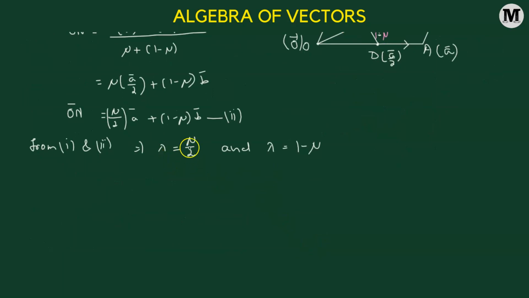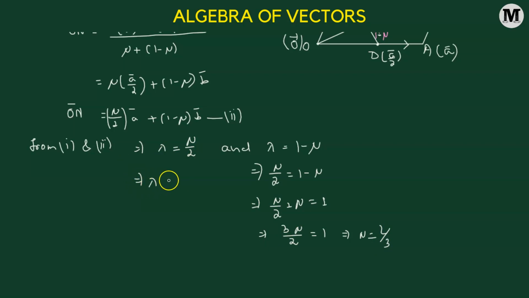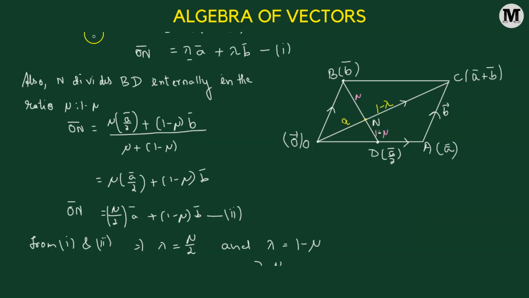We'll solve these equations to find the value of lambda as well as mu. Here it's given that lambda equals mu over 2. That implies mu over 2 equals 1 minus mu, which means mu over 2 added to mu equals 1. So this is going to be 3 mu over 2 equals 1, which gives us the value of mu as 2/3. And if we substitute this value back in mu over 2, lambda is going to correspond to 1/3. So now coming back to our diagram.